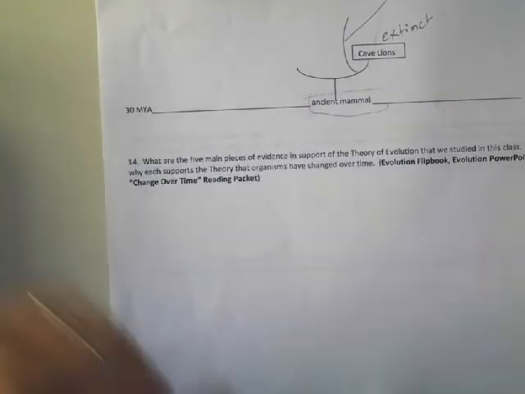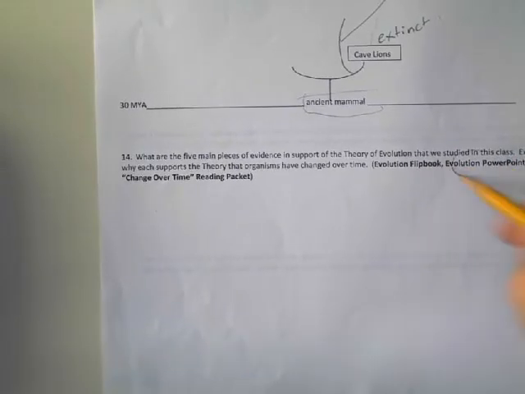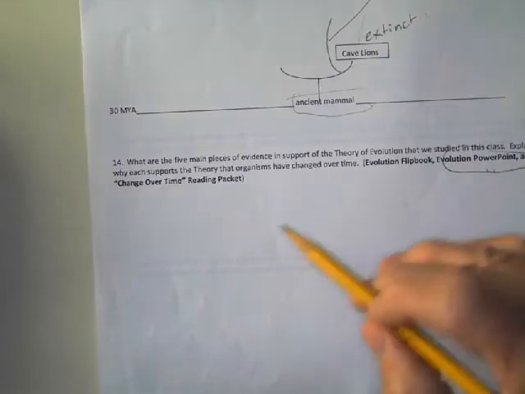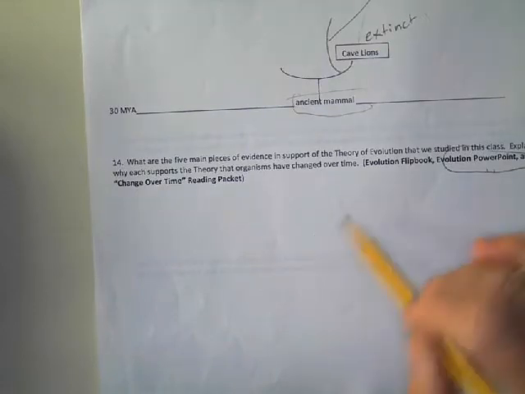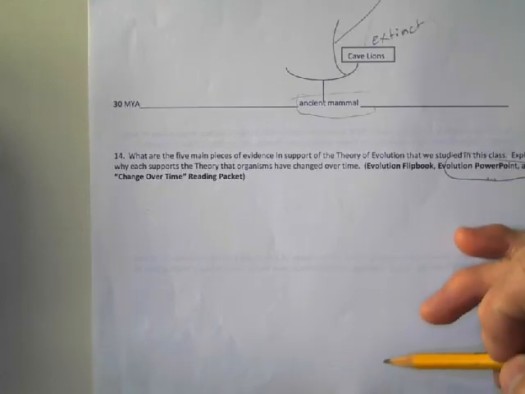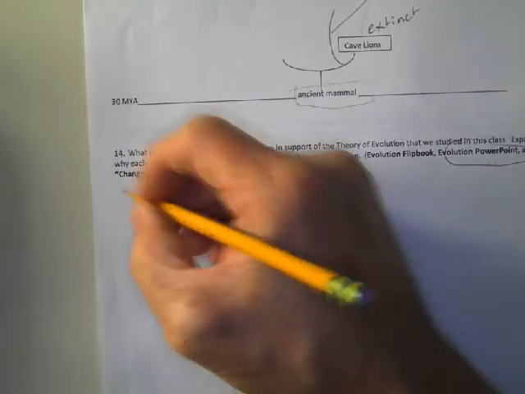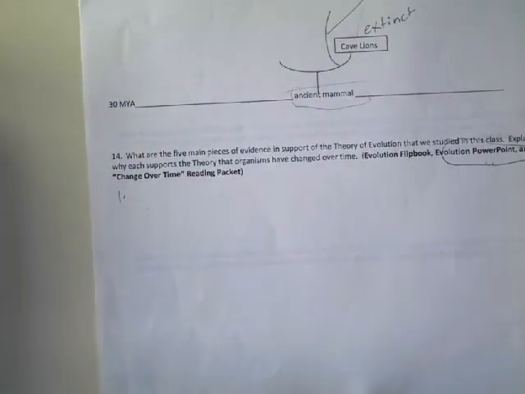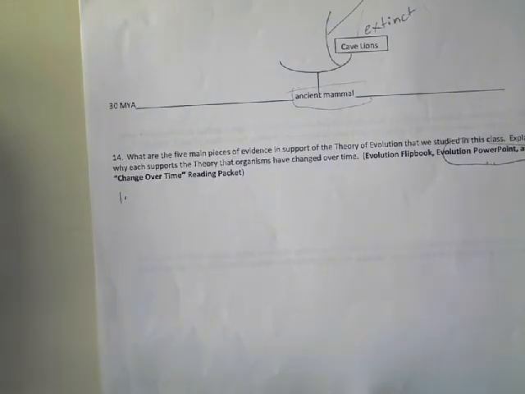Number 14, 5 main pieces of evidence. This is pretty straightforward. This is right out of your evolution PowerPoint notes. Just copy that down, maybe give an example. You can give an example of the bone structure, give an example of the fossil record, all those different things here. Make sure to number them, 1, 2, 3, 4, 5, and you're good to go.